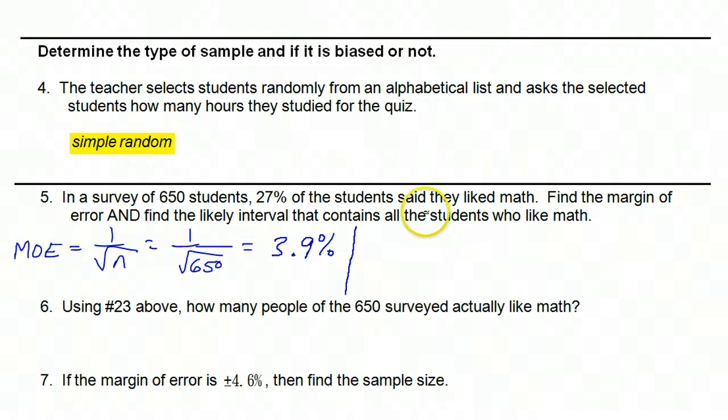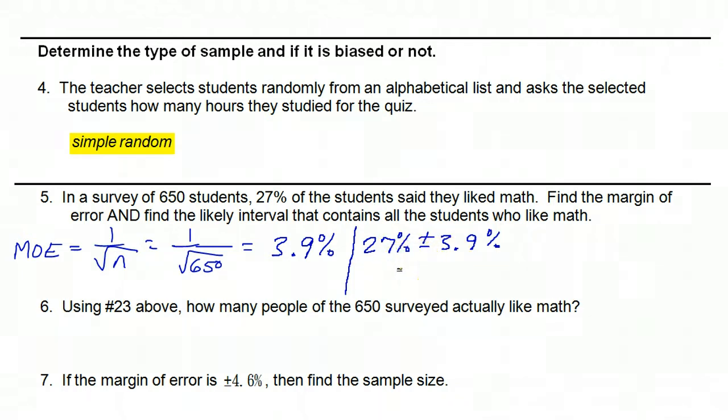Now, as far as the interval, I'm going to do that interval over here. Now, 27% of the students in the sample said they like math. If I want to know about all students, not just the ones in the survey, I'm going to have to start with that 27% as sort of a middle number, and then I'm going to do plus or minus my margin of error. Okay, and that's going to give me my likely interval.